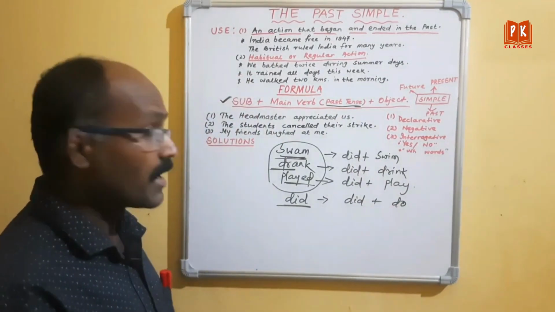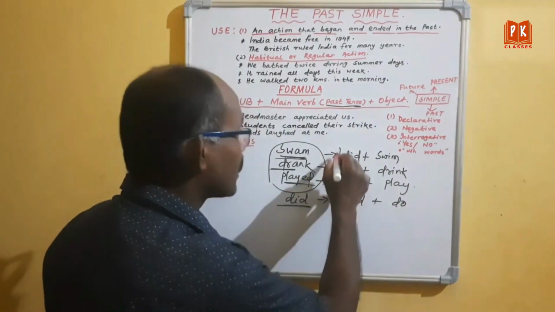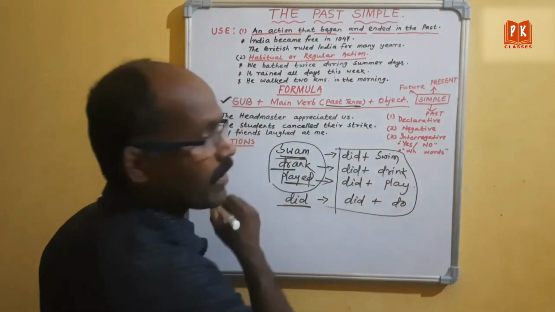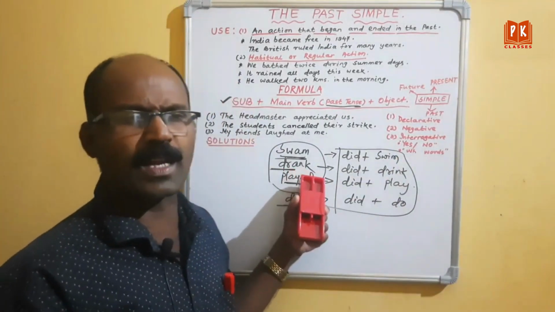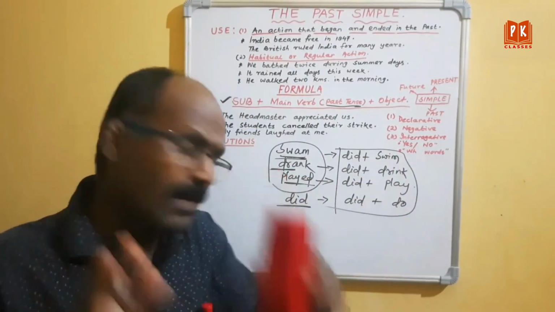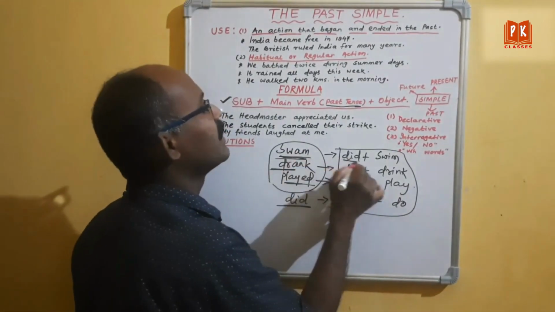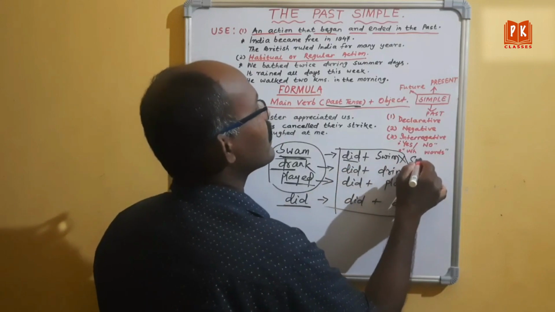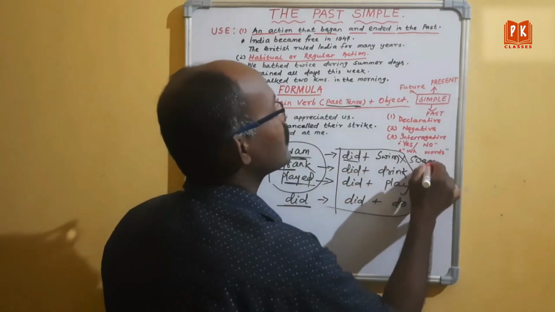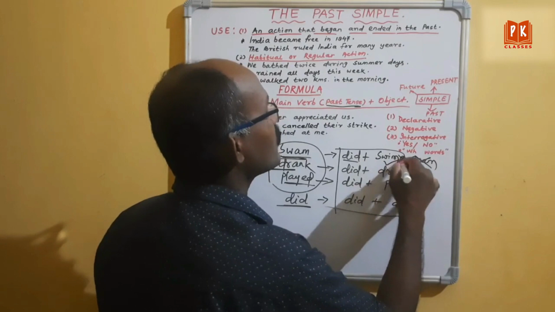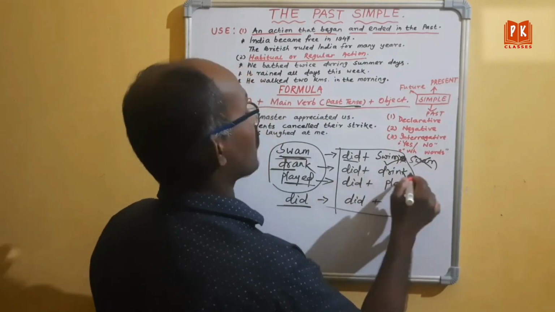Clear? If you remember this, then there will be no problem. You have to remember, you have to practice. But I have observed that many students are writing did plus swam for swam. But it is wrong. It will be did plus swim. Some students are writing did plus drank. No.